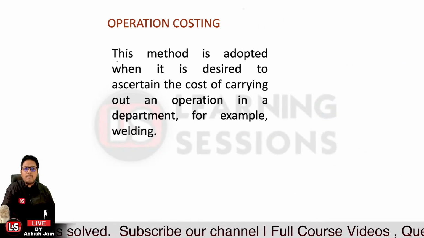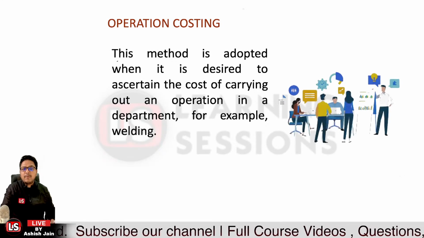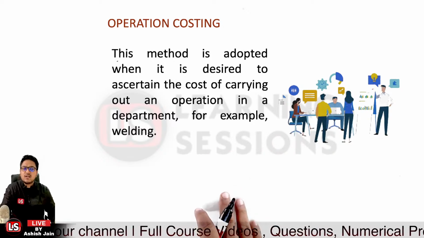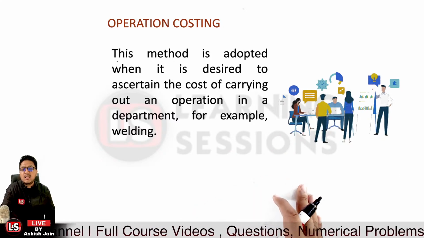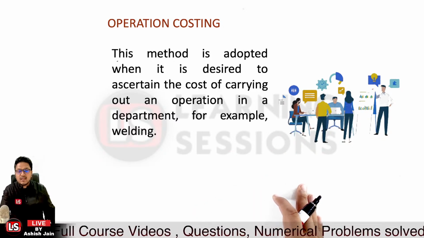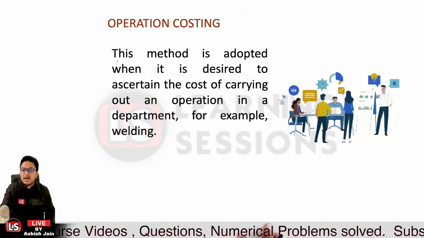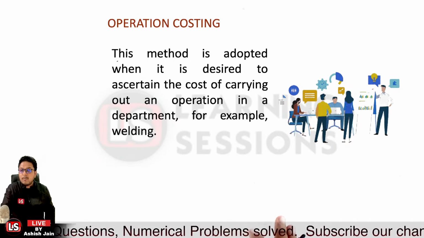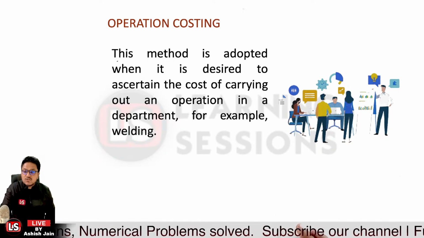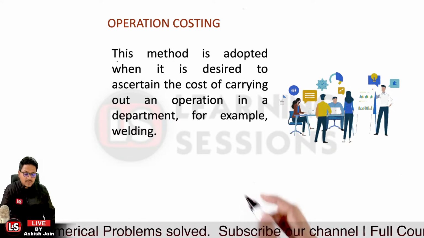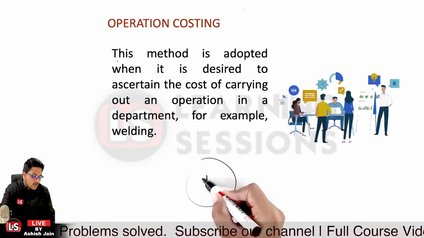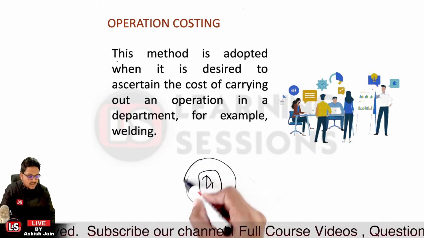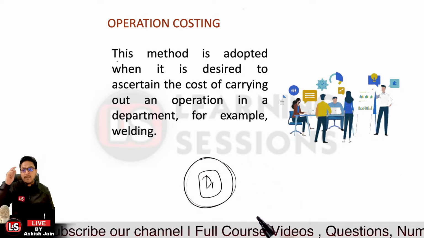Then it's related to operation costing. This method is adopted when it is desired to ascertain the cost of carrying out an operation in a department. So when we are working in a single department and want to ascertain the cost of carrying out the operation in that particular department, that is operation costing for a single department. Whatever expenses are made to carry out the functioning of that department, that is called operation costing.